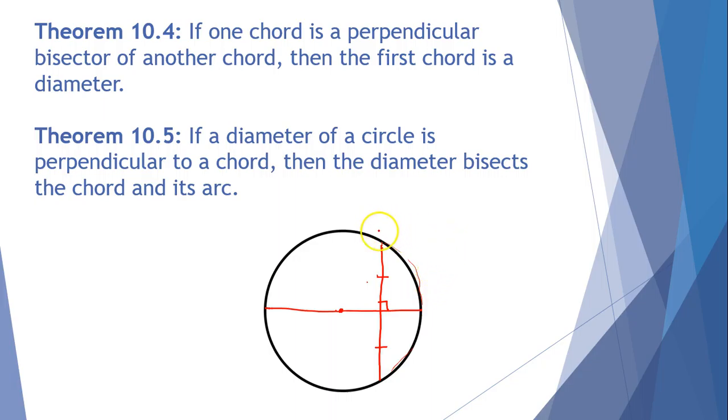Okay, so like if I have labeled A, B, C, what theorem 10.5 is telling us is that arc AB is going to be congruent to arc BC. That's what the second part, and its arc. Okay, so that's what we are looking at here in these two theorems. So here are a couple of exercises to go along with it.